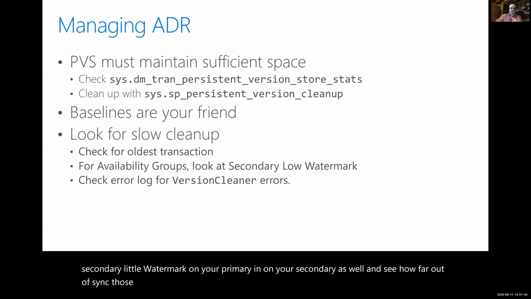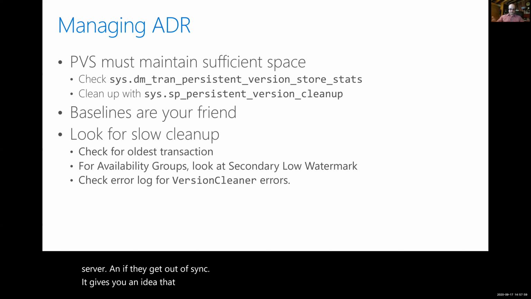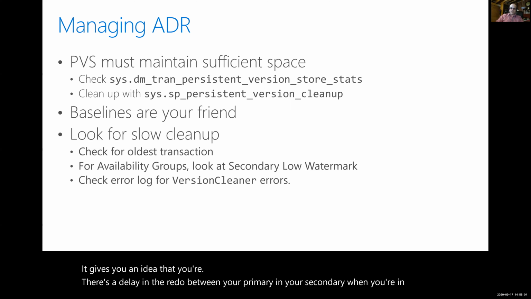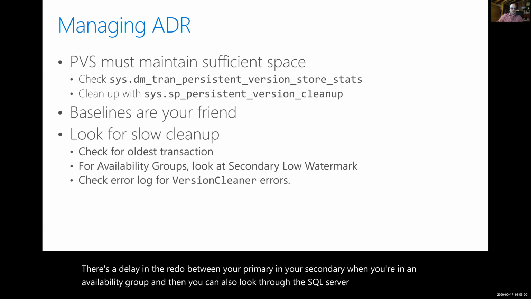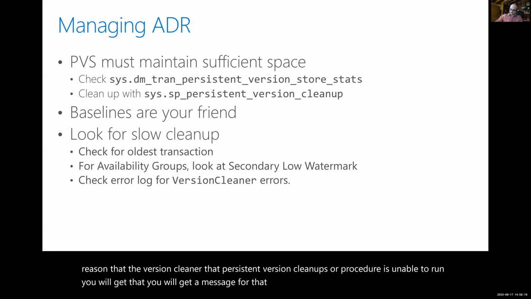Those are basically not counters, they're not counting anything, it's just a number that's increasing by a specific interval on both the primary and the secondary server. And if they get out of sync, it gives you an idea that there's a delay in the redo between your primary and your secondary when you're in an availability group. And then you can also look through the SQL Server error log. If there's any reason that the version cleaner, that persistent version cleanup stored procedure, is unable to run, you will get a message for that in SQL's error log.